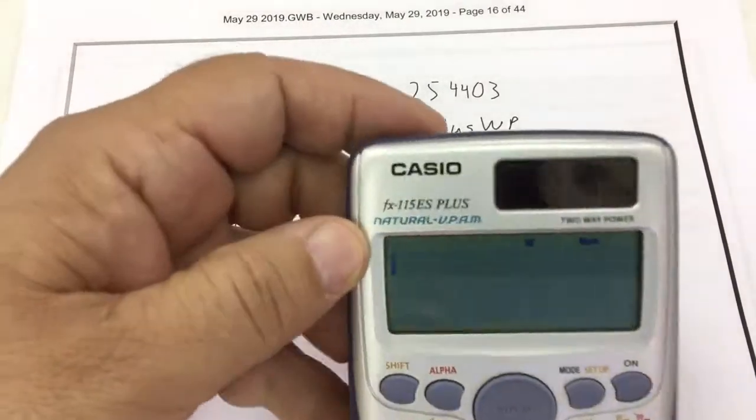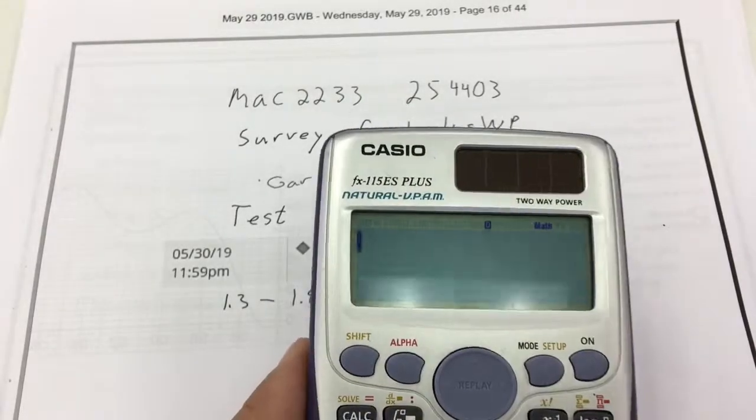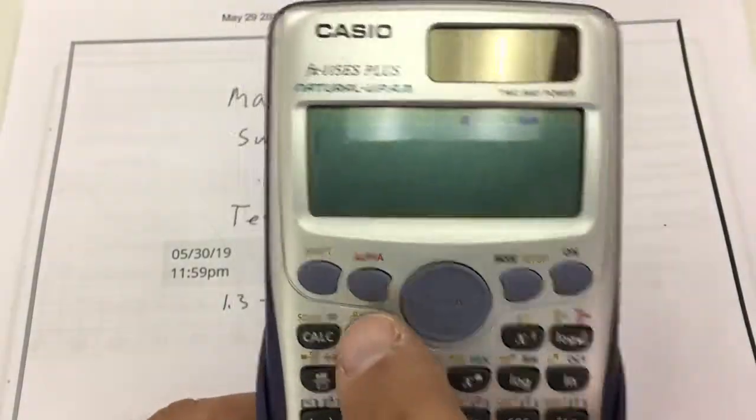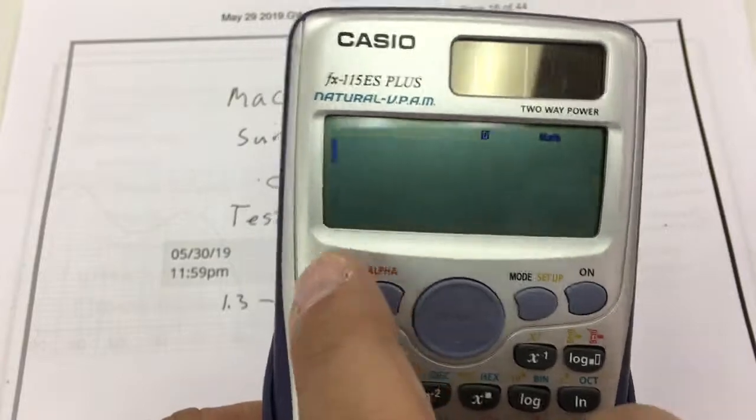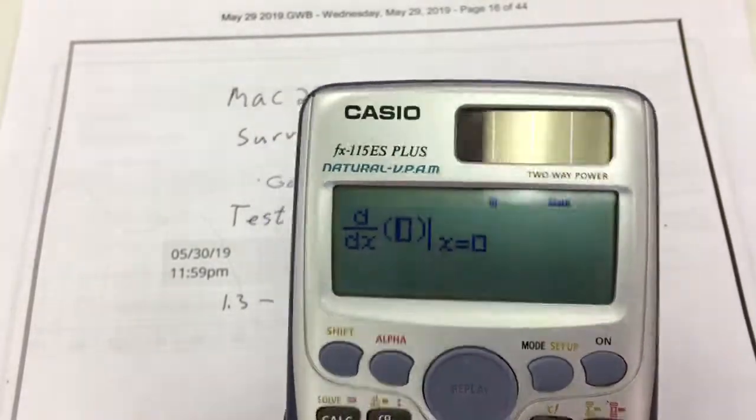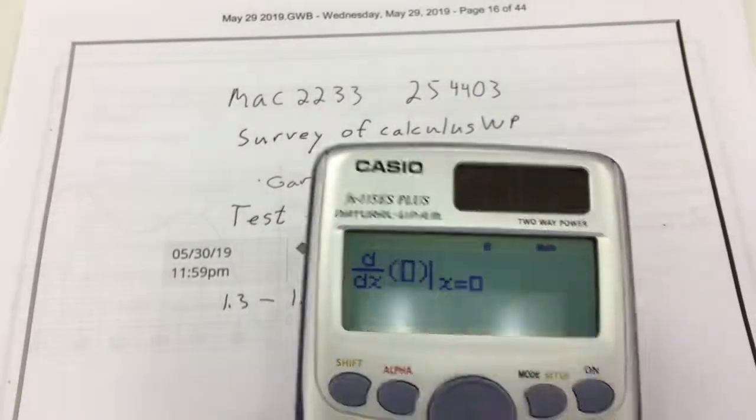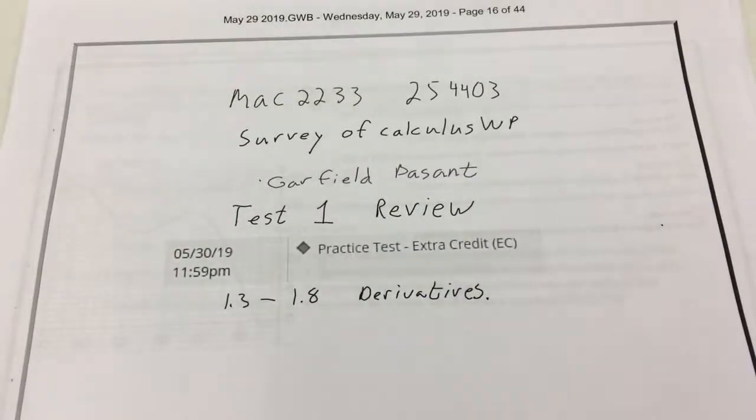This is a survey of calculus review, and the calculator I'm going to be using is this Casio 115 ES Plus. It has a pretty good button. It's got this calculus button here. If I hit shift and then that button, it'll take the derivative of a function at a point. And that's pretty useful in this particular class.